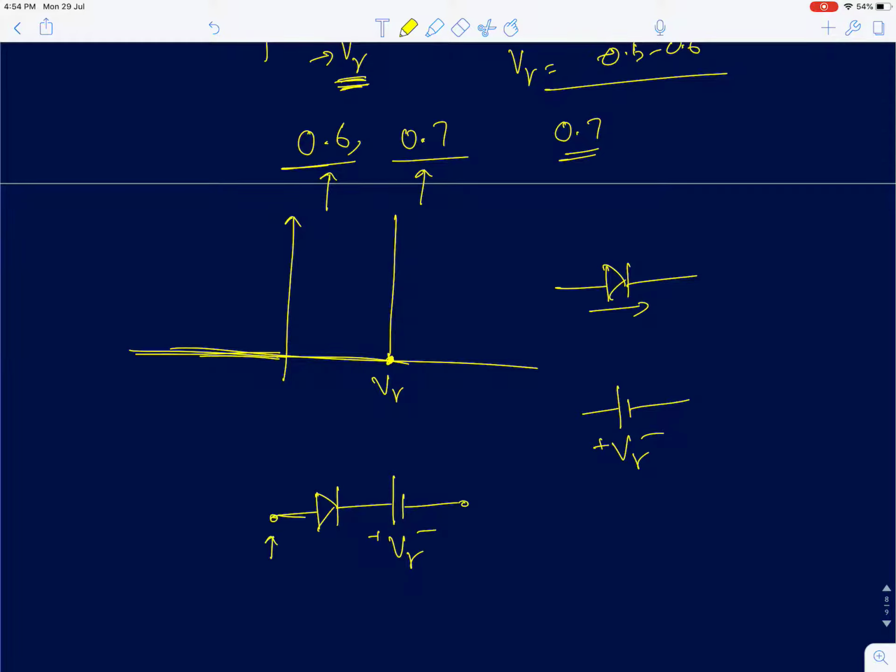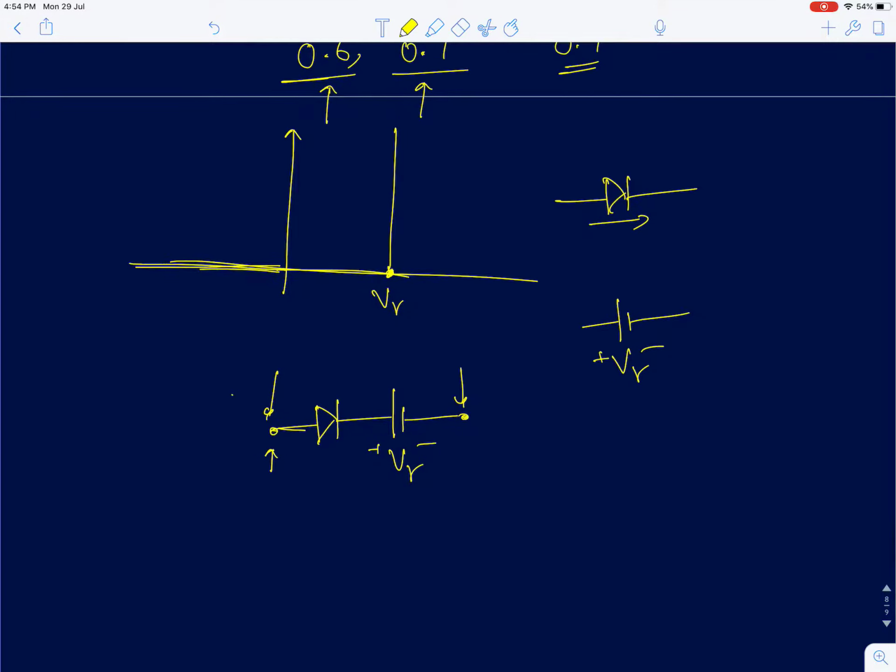So this and this together represent the model of a diode. I am going to call this node voltage V1 and this node voltage V2. V1 minus V2 should be greater than V gamma for this diode to conduct, because this node voltage here is at V gamma volts. If I assume V2 is at ground, 0 volts, this node voltage is at V gamma, so V1 has to be greater than V gamma for it to conduct. So this is the model for a diode with a finite cut-in voltage.